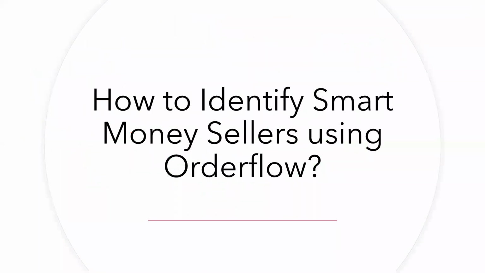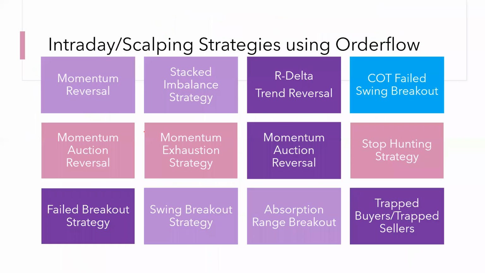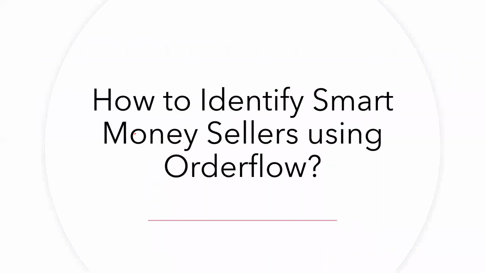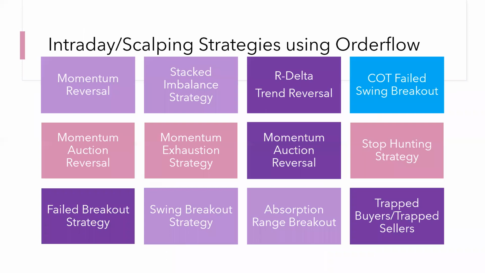Likewise, there are such kinds of patterns. Probably I had identified a couple of patterns over here. One is momentum reversal patterns. What we've seen today is a stacked imbalance strategy, or kind of a stacked imbalance is what we used to call. The example I showed you is nothing but the stacked imbalance or stacked momentum, whichever way we can call it. The first example, on the left side, shows the stacked buyers, and the one on the right-hand side shows the stacked sellers. Likewise, with order flow, we can build such kinds of strategies.